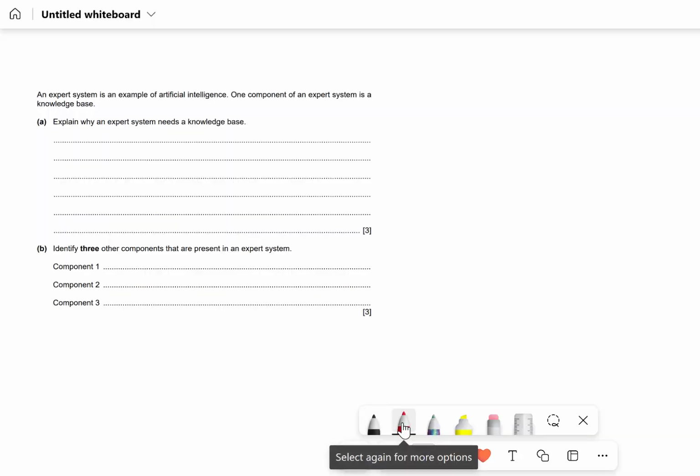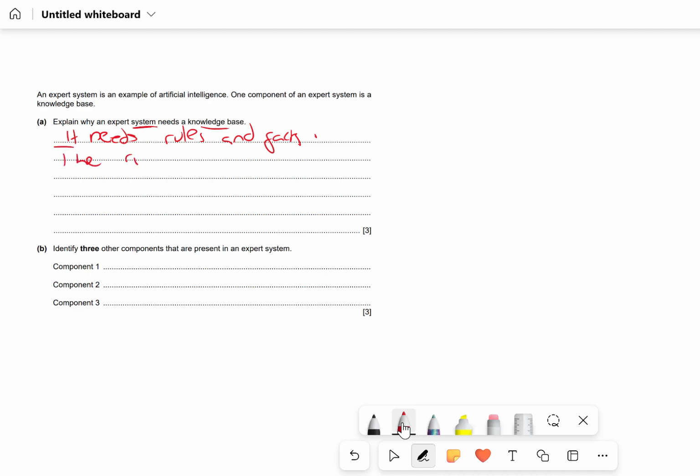Well, an expert system needs a knowledge base. A knowledge base is basically, it needs rules and facts. The rules are made from the facts to make decisions.